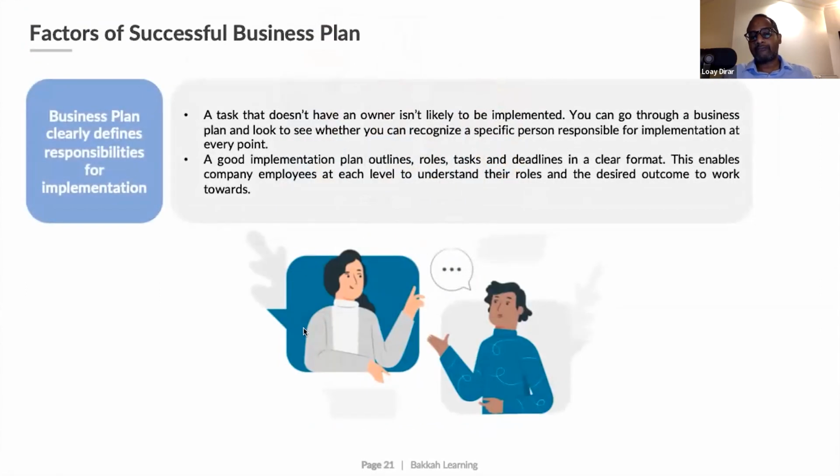Business plan, another factor: the business plan clearly defines responsibilities for implementation. Who's going to be part of your warriors? You need to clearly set what the gaps are when it comes to recruiting the right competencies, because you do have a direction, and based on the current situation, you do have a skill shortage in place. Who's going to fill it?